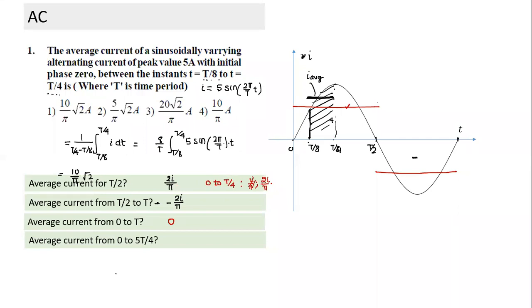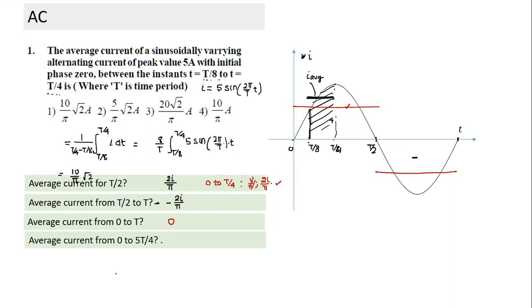Jaideep, are you following? Yes, sir. So for T by 4, whatever average we have, the next T by 4 also has the same average. That's why the average over the first T by 4, the second T by 4 and T by 2, all three are the same, which is equal to 2I by pi.